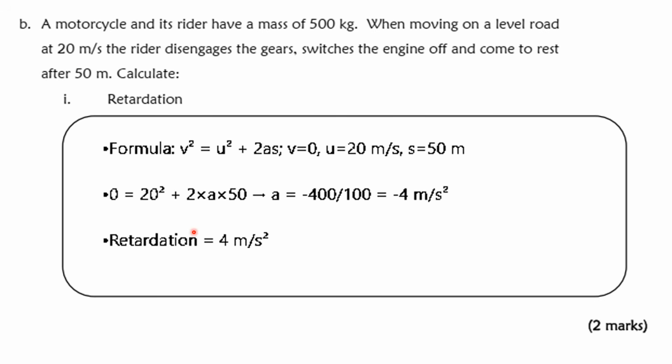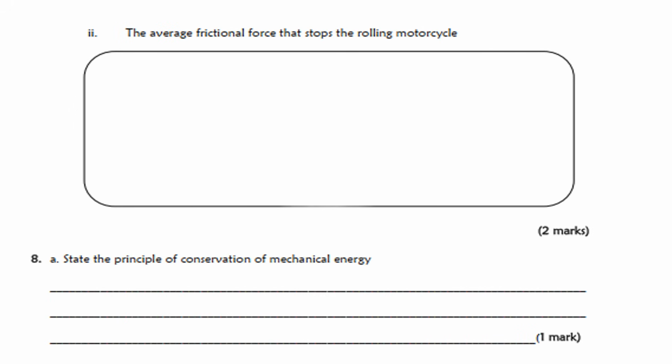Using this value we found here, find the average frictional force, the force that caused it to stop. When it stops, it means that the engine force is equal to the frictional force. So here it's as good as finding the engine force as it is stopping.